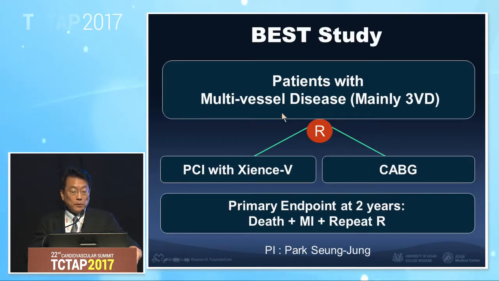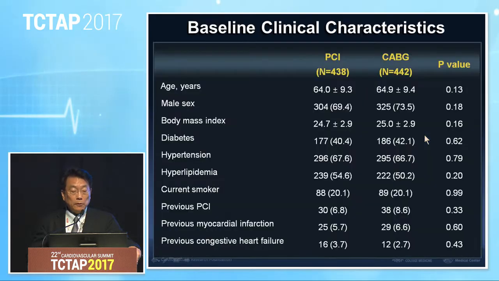BEST trials, patients with multivessel, mainly 3 vessel disease, randomized to PCI with Xience, second generation of drug-eluting stent, and bypass surgeries. We're going to see TSMI, repeat revascularization, and clinical endpoint. Baseline characteristics are quite well balanced.